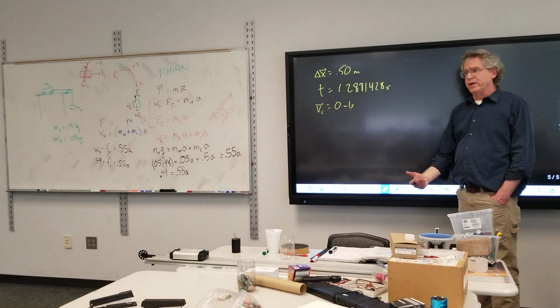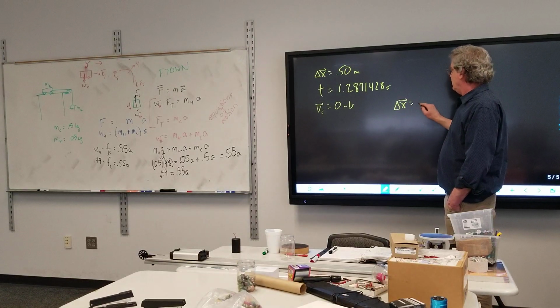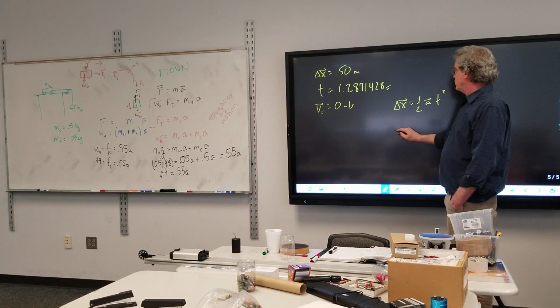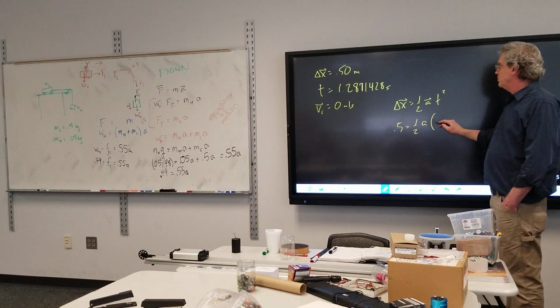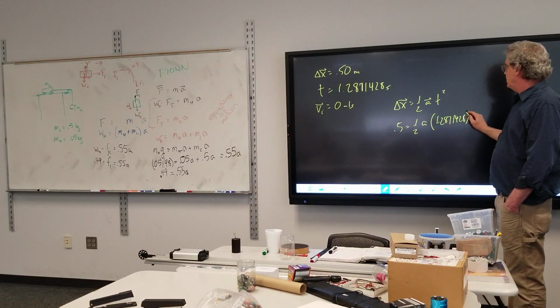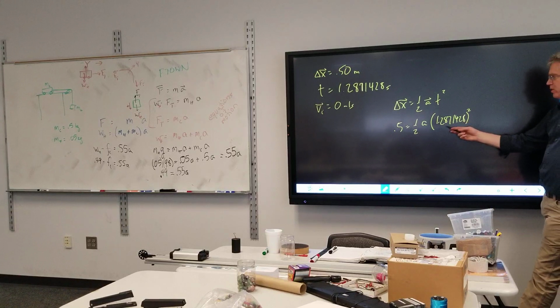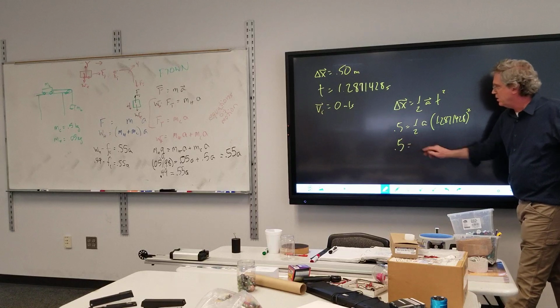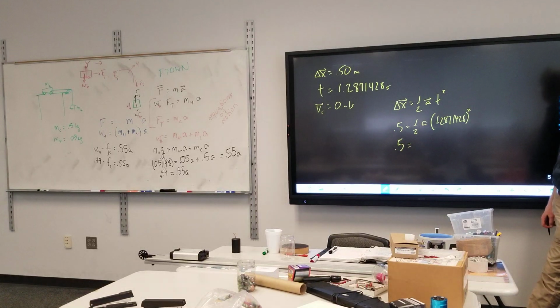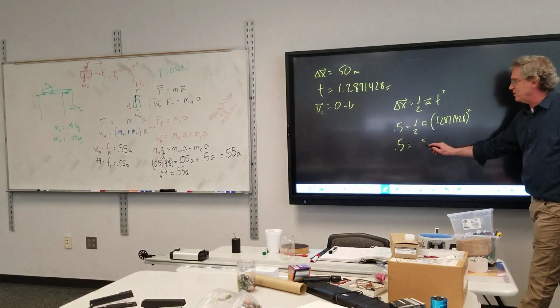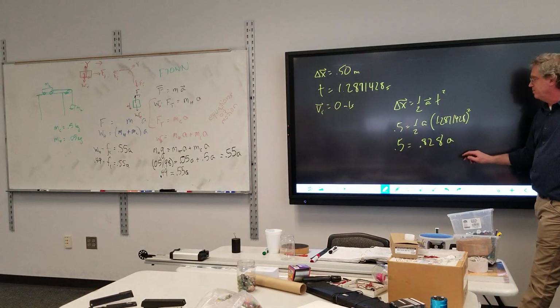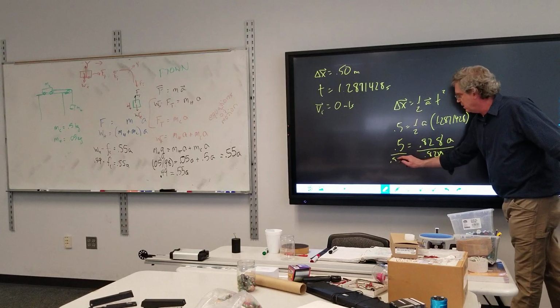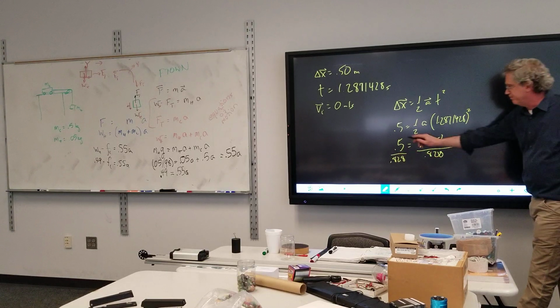Because my initial velocity is 0 and my acceleration is constant, I can use this formula again. The distance, 0.5, is equal to 1/2 a times 1.2871428 squared. So if somebody is kind enough to square this and then multiply by a half, we get 0.828 times a. Divide by 0.828, and so a becomes whatever that is.